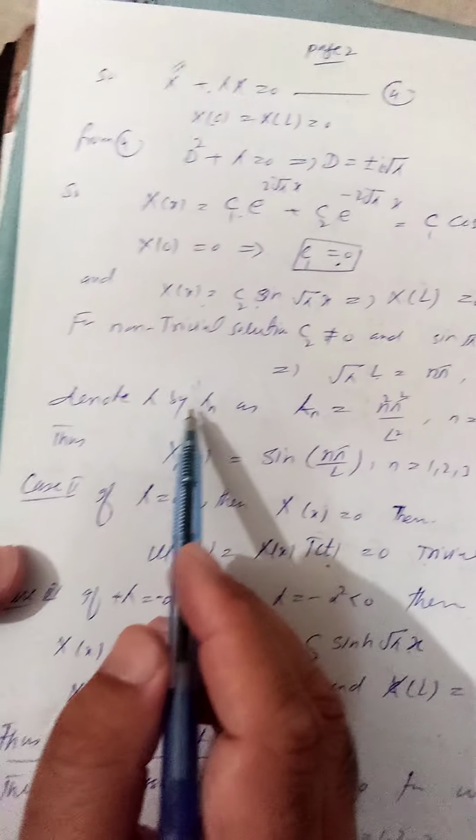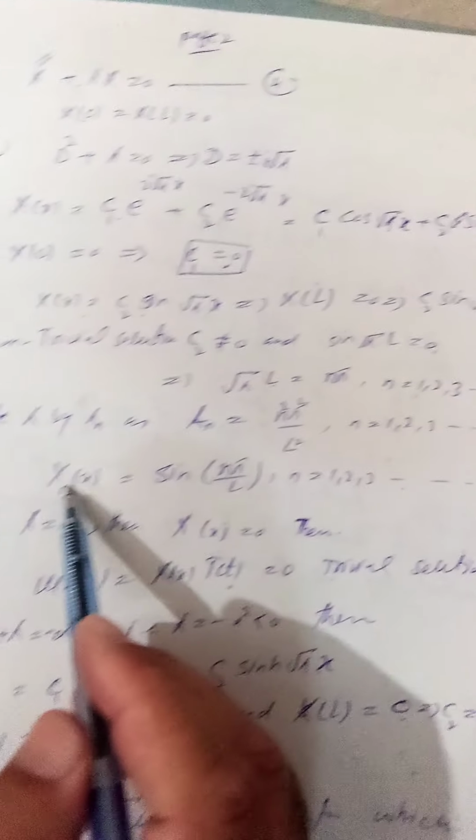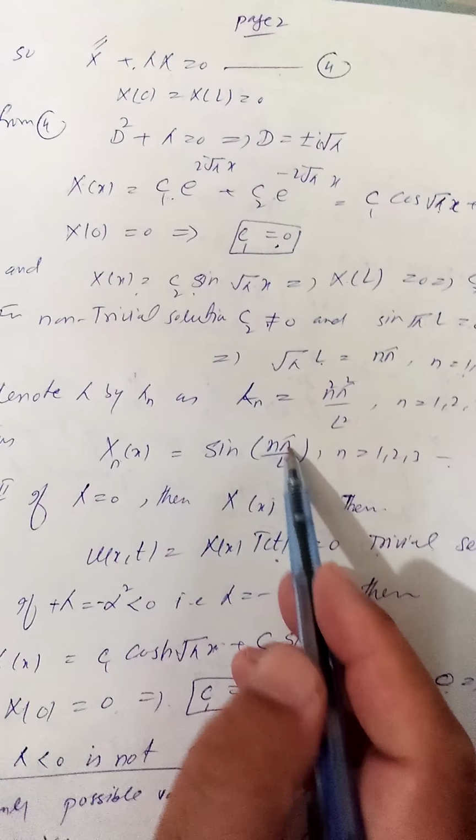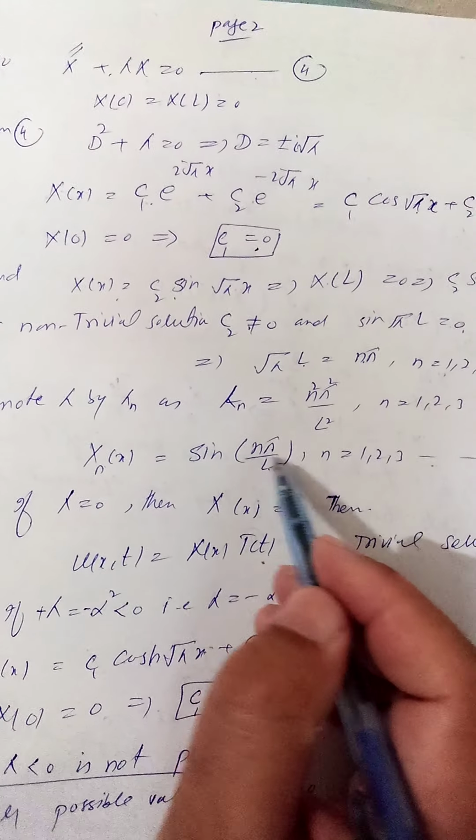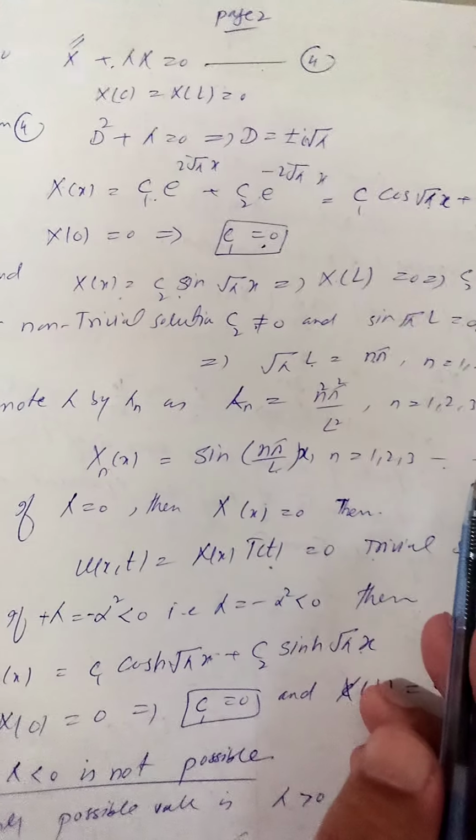Here lambda we denote by lambda_n for n equal to 1, 2, 3 and so on. The solution X_n(x) is equal to sin of n pi over L x, for n equal to 1, 2, 3.